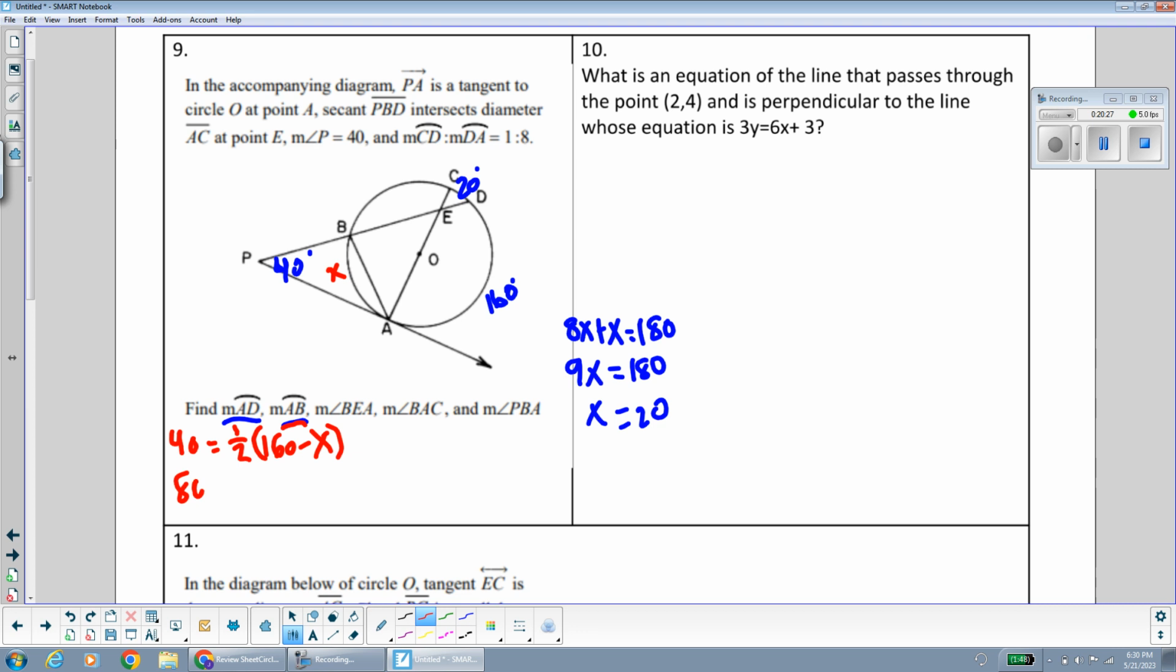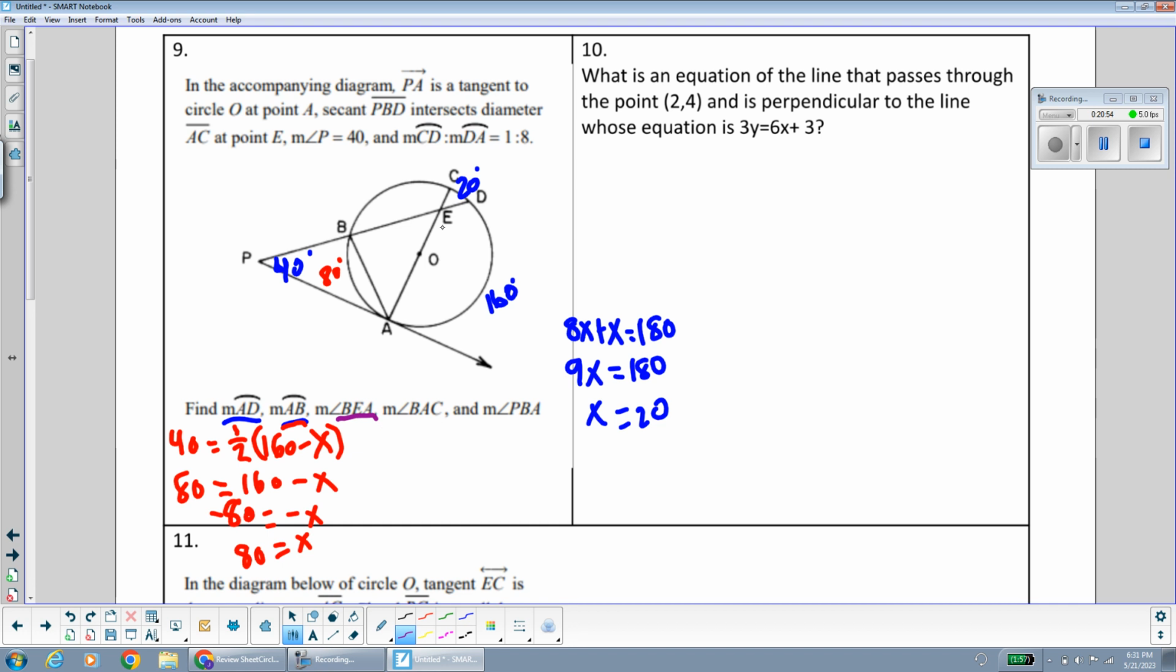Multiplying by 2 on both sides, we have 80 is equal to 160 minus X. If I subtract 160, I get negative 80 is equal to negative X. Dividing both sides by negative 1, I have X is equal to 80. So that tells me that AB over here is 80 degrees. That's arc AB.